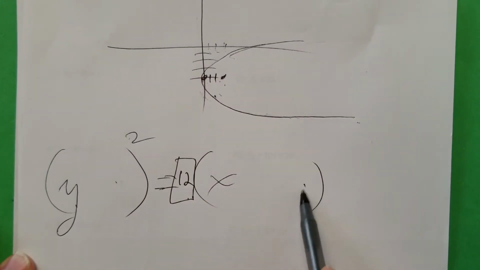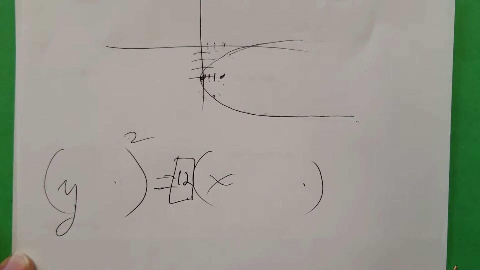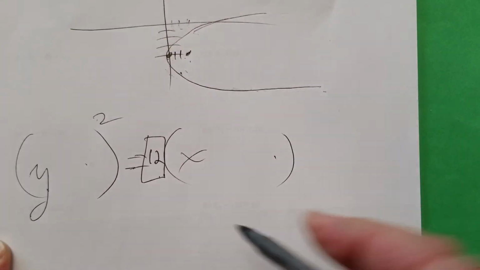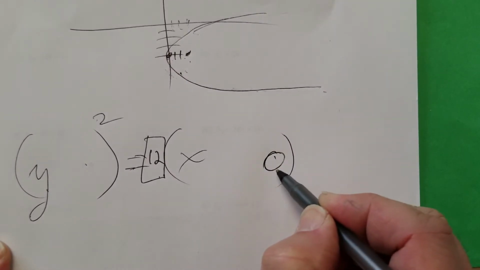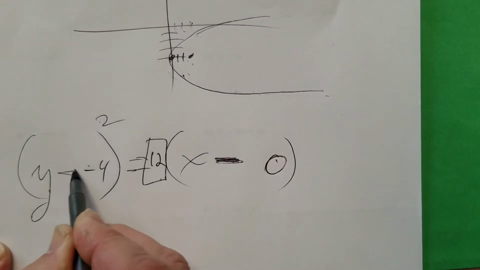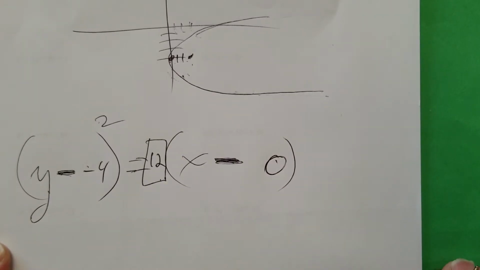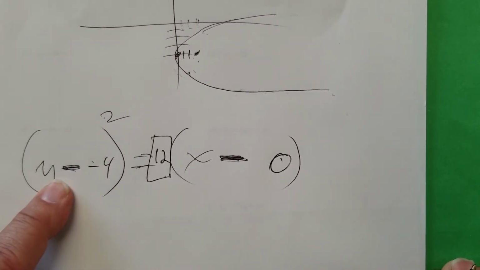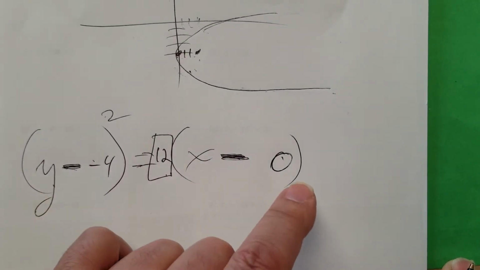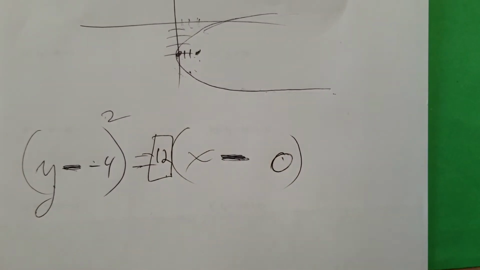Here and here, we put the vertex. Now remember, the x-coordinate goes with the x. So this is 0, and this is -4. And remember, there was already a minus with the form. So it's y minus the k number, x minus the h number. So that becomes y plus.